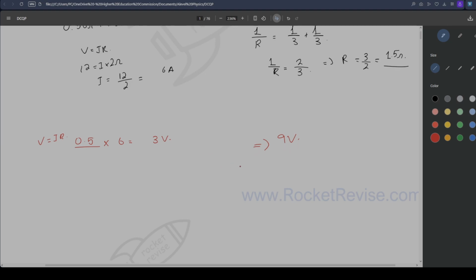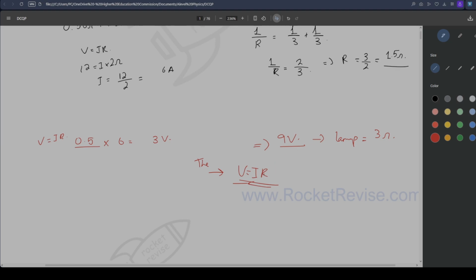Now we can use the same formula. V is equal to IR is the formula you need to know, because it's everywhere. You can apply this almost everywhere. V is equal to IR. So 9 volts is our potential difference across the lamp, and our lamp has a resistance of 3 ohms.